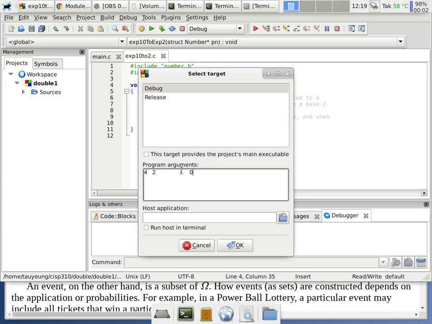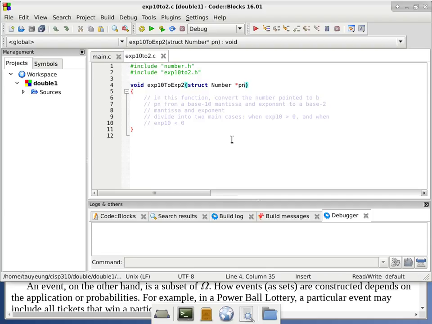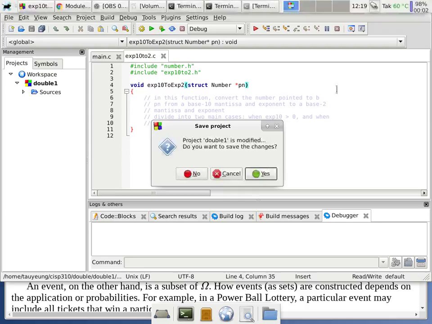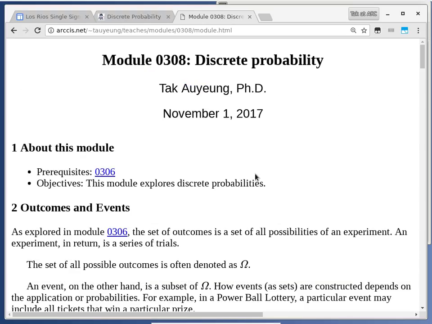Is that okay? Make sure that you click OK to accept it before you run the program. Then try to use the debugger of CodeBlocks as much as possible to make sure that the parameters are in that program first. Is that okay? Any questions about the homework assignment that's due on Wednesday? No questions? All right. I'm going to close this one, just so that we don't have one more item to worry about. Okay, so module 0308 is about discrete probability.